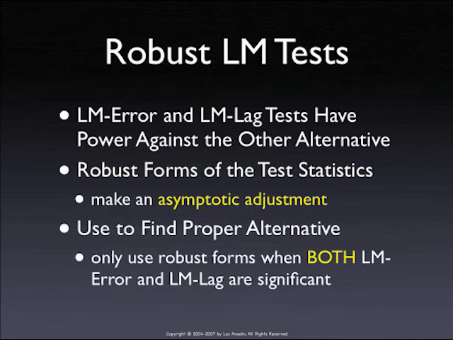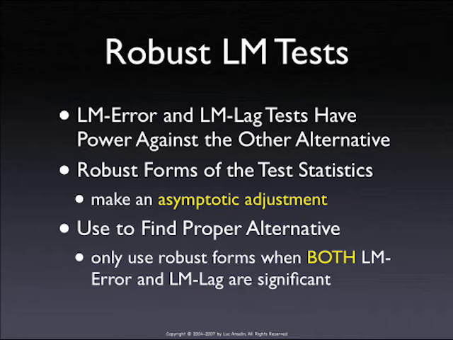So now we have two tests in hand. The problem is that each of these, and this goes back to what we discussed earlier, each of these has power against the other alternative. So if you carry out a Lagrange multiplier test for an error alternative and you reject the null, you could be rejecting the null because the proper alternative is the lag model. And of course, you will always reject a null more if the proper alternative is the error model.